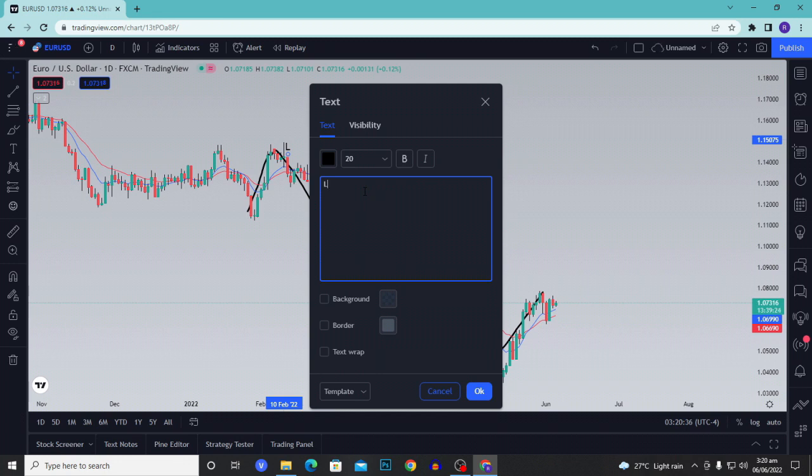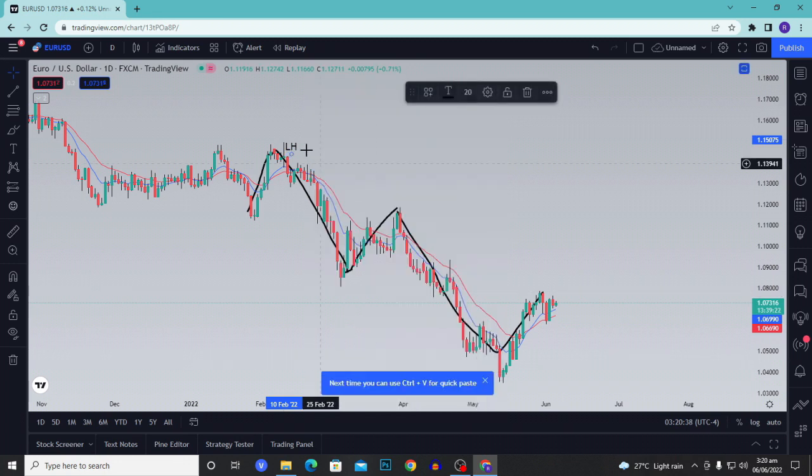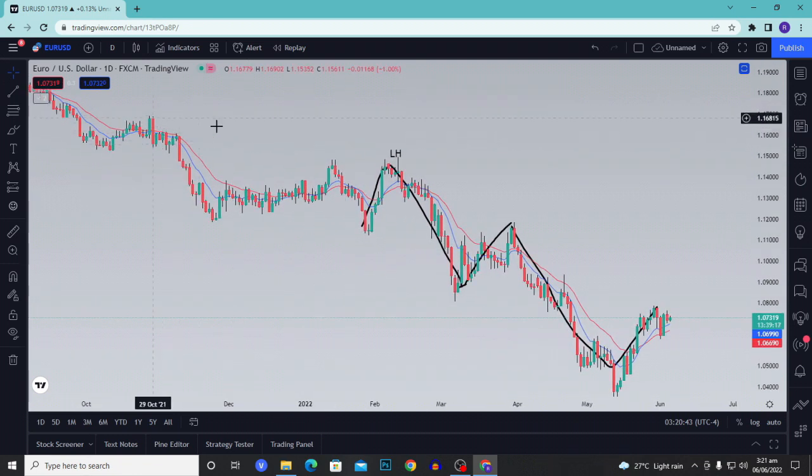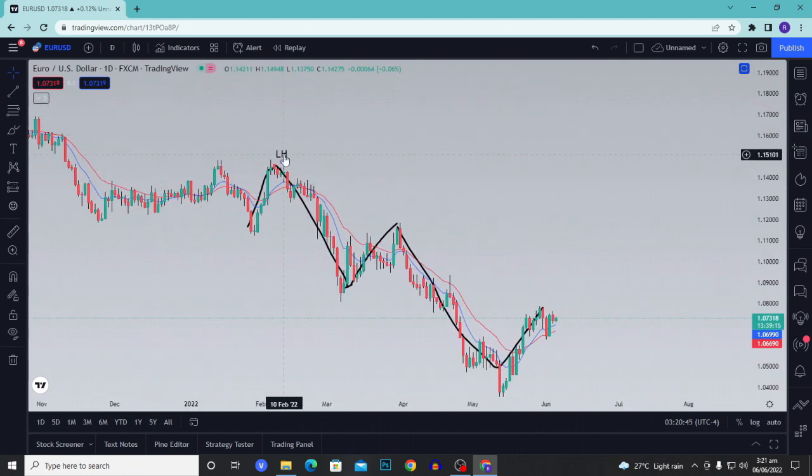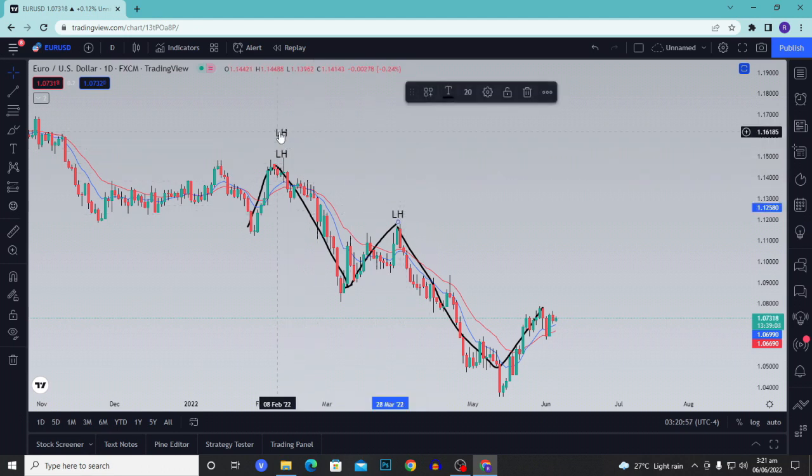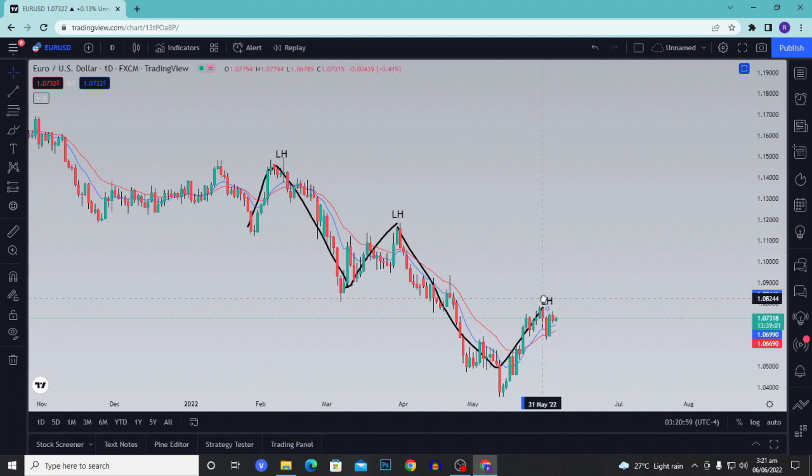And if we're labeling it, this is one of our lower highs up here. As you can see, it's lower than the previous high over here. And we have another lower high down here, and what we're expecting right here is another lower high down here.